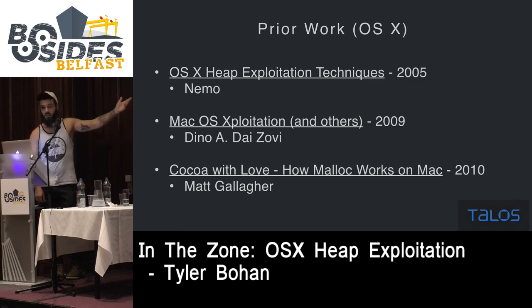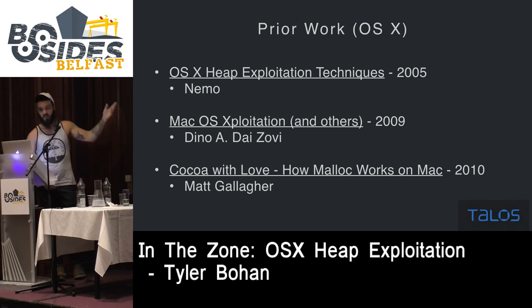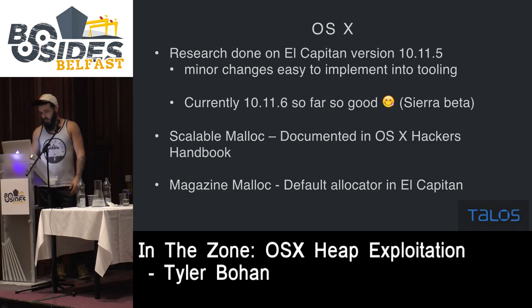And like I said, if you Google OSX heap, this is what you're going to find. Believe it or not, that Cocoa with Love malloc blog post, that's like a 100-word blog post. That's probably the best blog post out of all of them. It's super small, super easy, but it had a lot of great information in it. Highly recommend checking it out. So all this research was done on 10.10.5. We're on 10.10.6 now. Everything is still good.